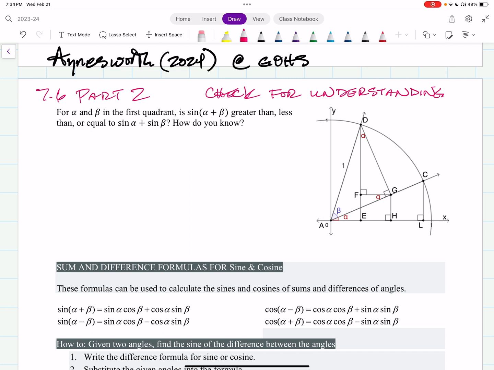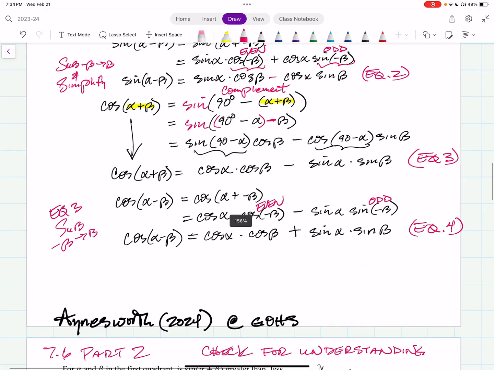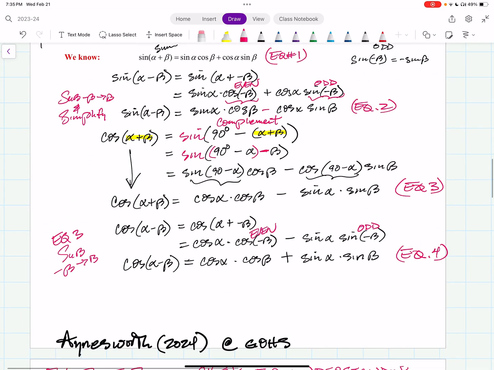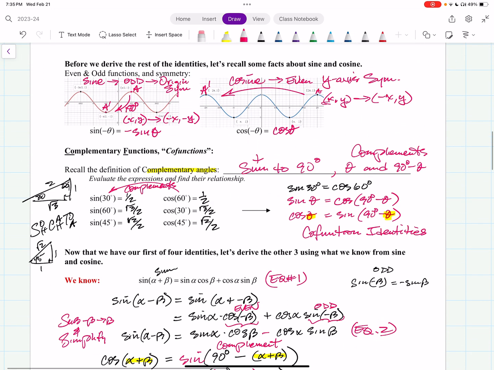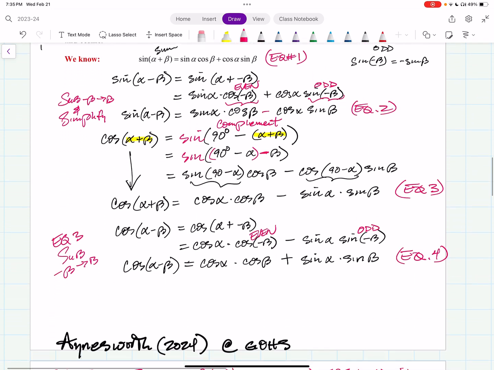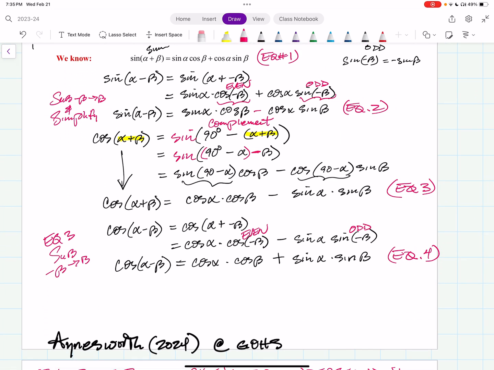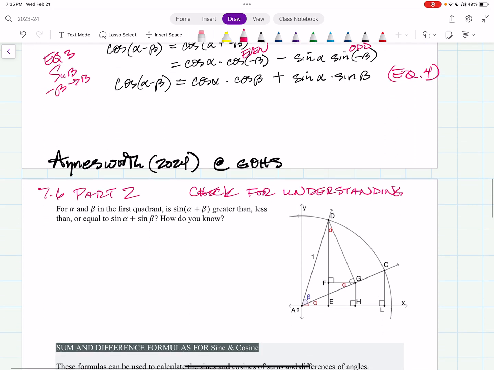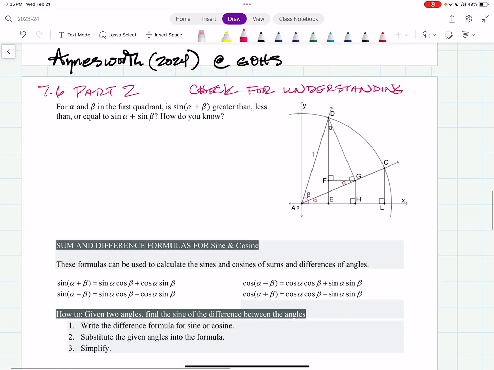We're going to get into 7.6 Part 2 and do applications here on our identities. In the previous video, the main derivation video, I derived all of this using the cofunction identities and the identities for even and odd functions for sine and cosine. If you haven't seen that, you should probably go through it. In this video, Part 2, we're going to apply what we learned and deal with some real problems.